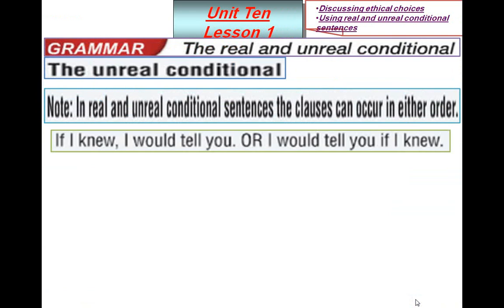If I knew, I would tell you, or I would tell you if I knew. That means I can start with the result: I would tell you if I knew. But if you start with the result, cancel the comma. But if I knew, comma, I would tell you. But also the same if I say I would tell you if I knew.